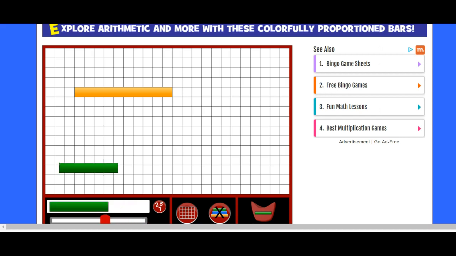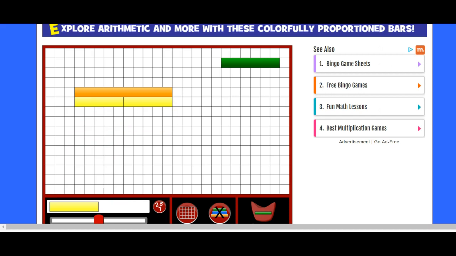So if I use the green bars, they will not divide into the orange bar equally. So I'm not going to use the green bars with that. Let's go a little bit smaller and use the yellow ones. The yellow ones will divide into it evenly.